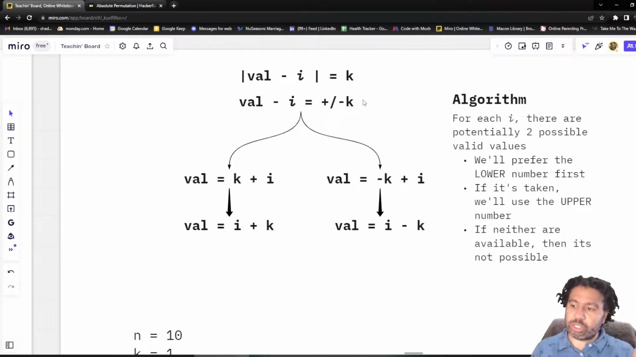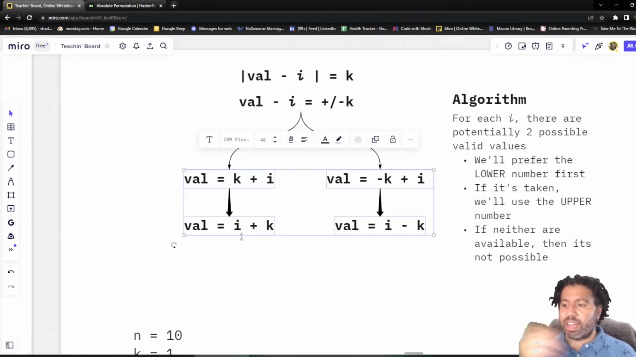If you do that, let's do a little split here, because this positive and negative can go two ways. If we take the positive route, we can shift the i over, do plus i and put it on the right side, then we get the value equals k plus i, which is the same thing given the commutative property, I think it's called. Adding is the same thing as adding it the other way. So i plus k is the same as k plus i. So this is the end result, this one here.